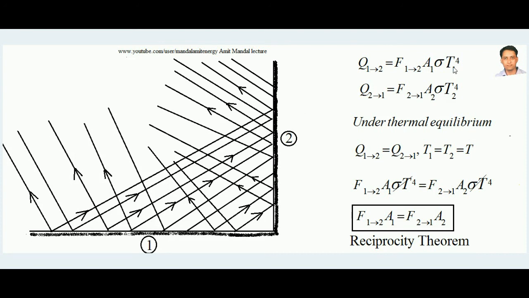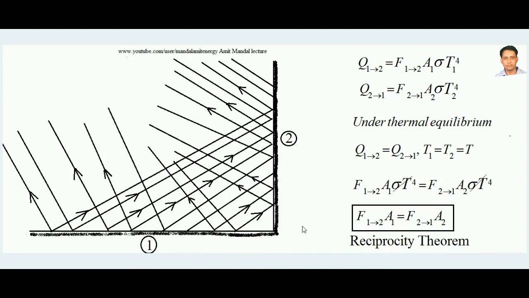So keeping T in place of T1 and T2. Okay, so Q₁₂, which is F₁₂ A₁ sigma T to the power 4, must be equal to F₂₁ A₂ sigma T to the power 4, because T1 equals T2. Now we can easily cancel sigma T to the power 4 on both sides. Ultimately what we are getting is F₁₂ A₁ equals F₂₁ A₂. This is called the reciprocity theorem.